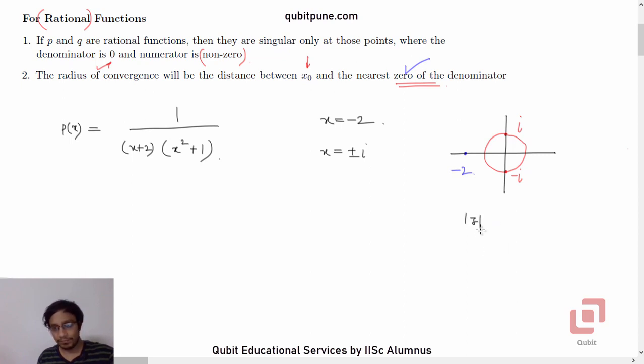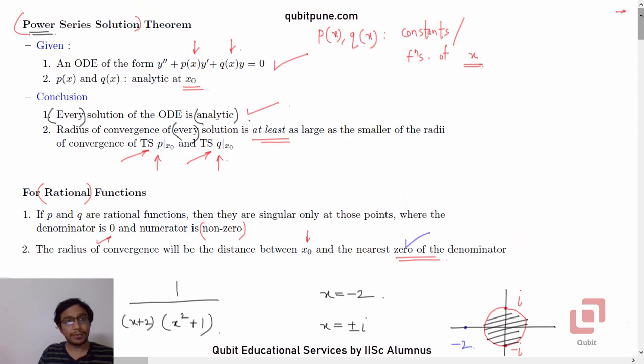Or R will be equal to 1. So although on the real axis this particular function has a 0 at -2, due to the non-real zeros, the radius of convergence is now not 2 but it is 1. Okay, fine. So this is the power series solution theorem.